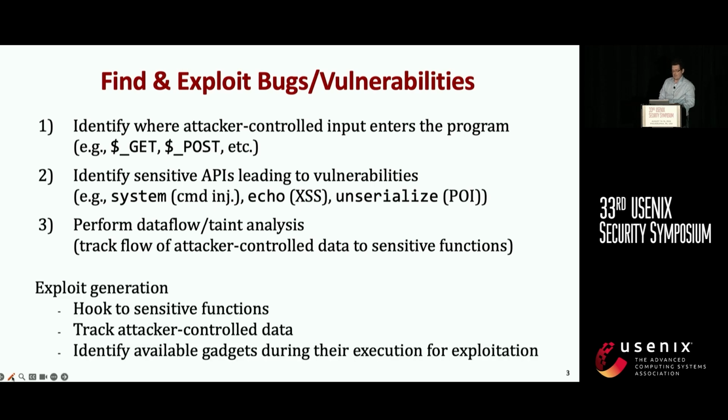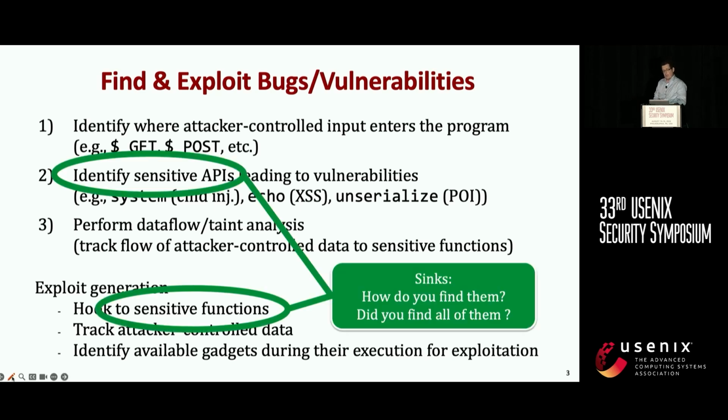There are other systems out there that exploit that. Just very quickly, these might hook into sensitive functions, track how attacker-controlled data moves through the rest of the application, and then identify available gadgets, specifically for PHP object injection, to then fire off exploitation. This is just very quick, and just for symmetry's sake, because it turns out that for detection as well as exploitation, we need this notion of sensitive APIs, sensitive functions. And in our data flow analysis, these are the sinks.